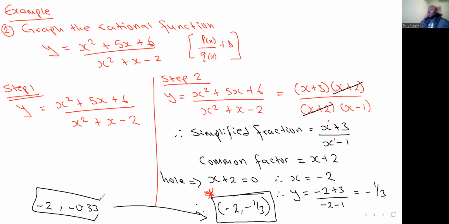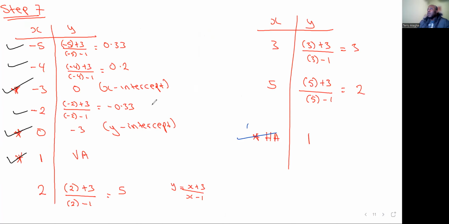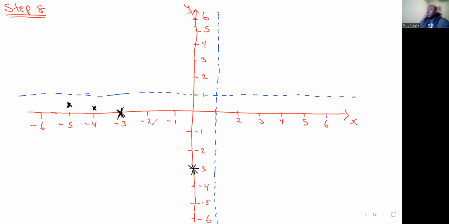So that means this point we have here is a hole. So that means technically there is no point here. It's going to be a hole. So at -2 and -0.33 is going to be a hole. So let's say this is the point here. So we're going to have a hole here. So this is where the hole is.